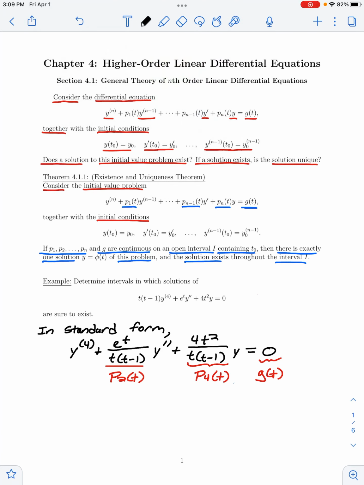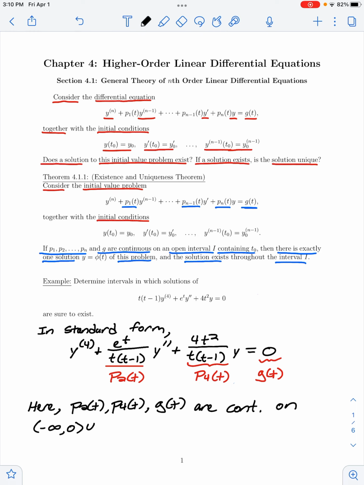So we need all three of these functions to be continuous. So here we can say that our functions P2, P4, and g of t are continuous as long as t is not equal to 0 or 1. We can't have division by 0. So we have continuity on the intervals from -infinity to 0, or from 0 to 1, or from 1 to infinity. That is the entire real line except t equals 0 or 1.